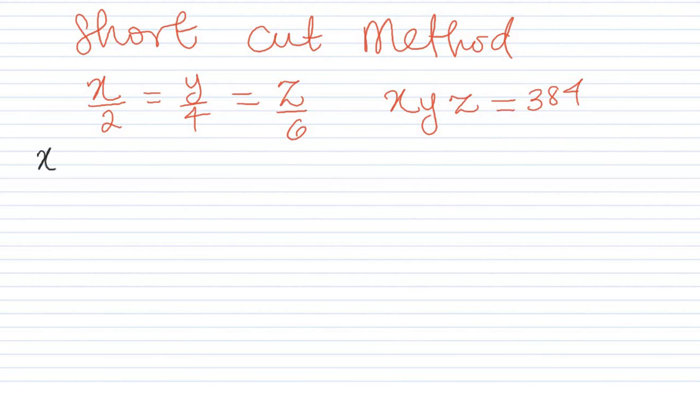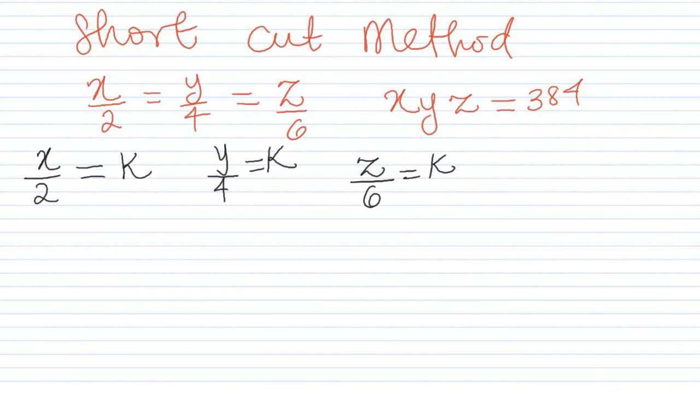So you have x over 2, and we're going to equate that to a variable k. It's all going to come together. This is just a shorter way of doing it. We're going to have y over 4 equals k, and z over 6 equals k.